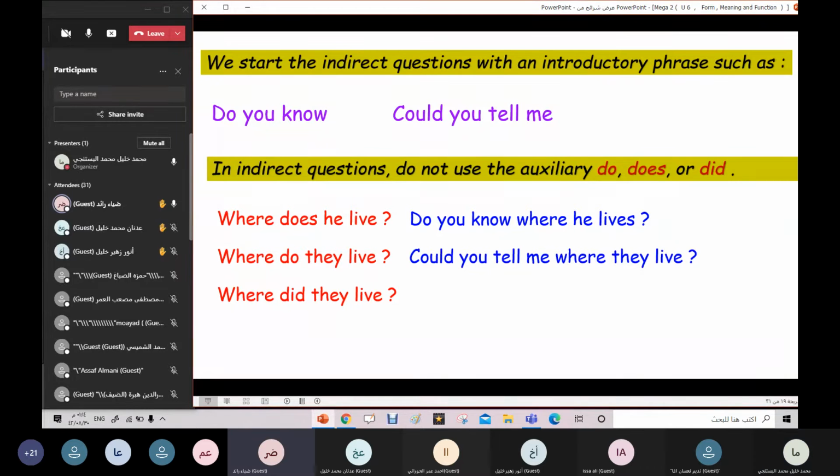Could you tell me where they used to live? Or where they lived? Good. Here we have to take out did and change into verb 2. Do you know where they lived? Because here we have did, so we have to put verb 2. Good.